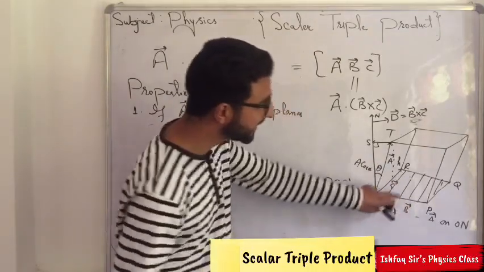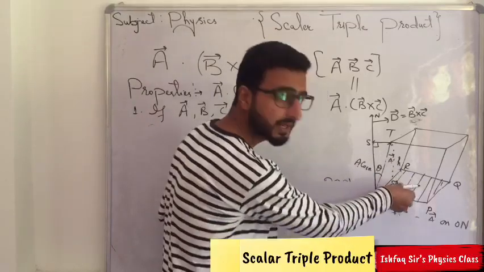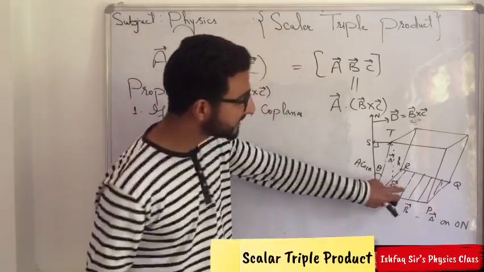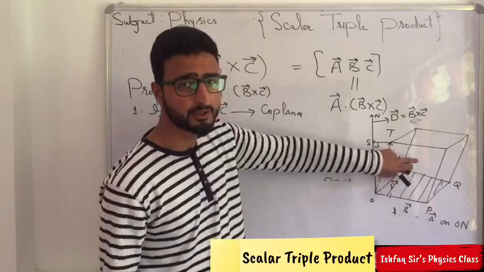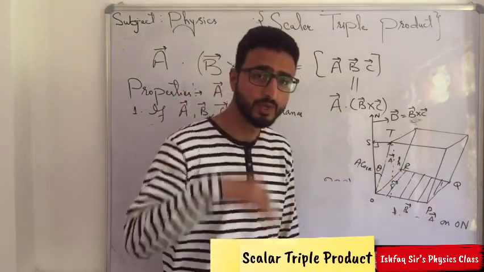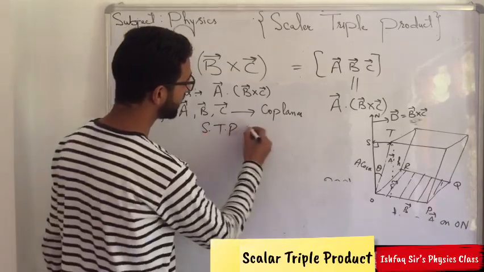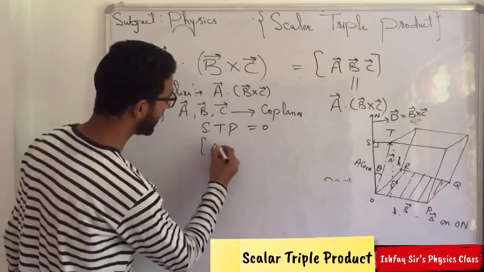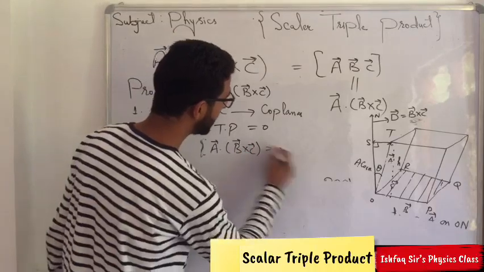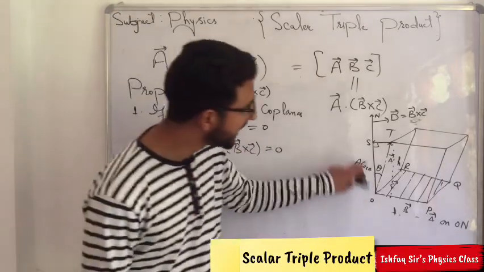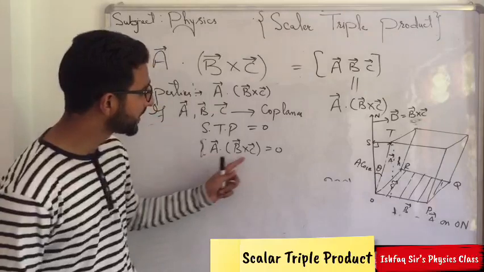If this is B cross C, B and C lying in one plane, now if this vector also lies in the same plane, will they form a parallelepiped? No. In this very case, the scalar triple product will be equal to 0. I mean the volume of the parallelepiped will be equal to 0 because the three vectors are coplanar. So we can conclude that if the three vectors are coplanar, then their scalar triple product is equal to 0. So A dot of B cross C will be equal to 0 if the three vectors A, B and C are coplanar, that is they are lying in the same plane, right?